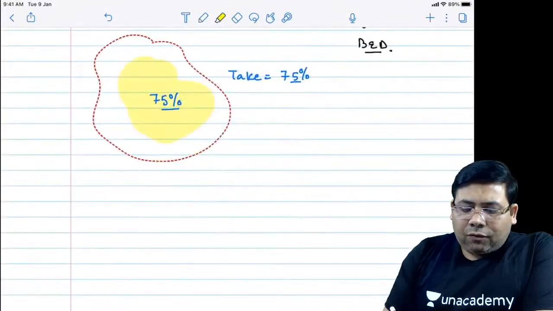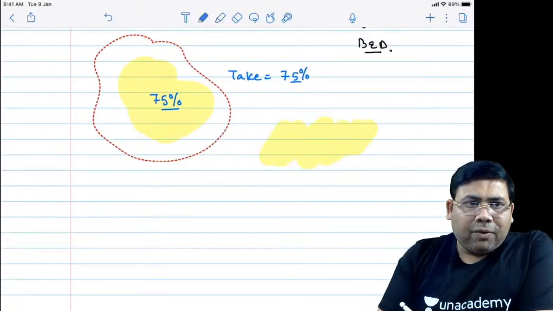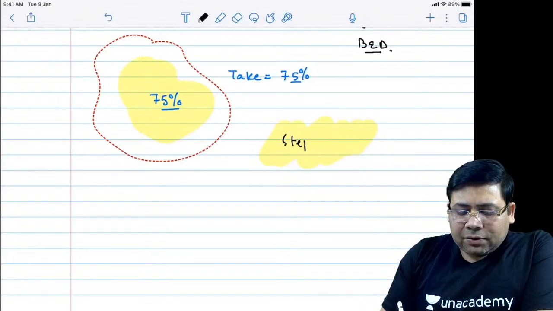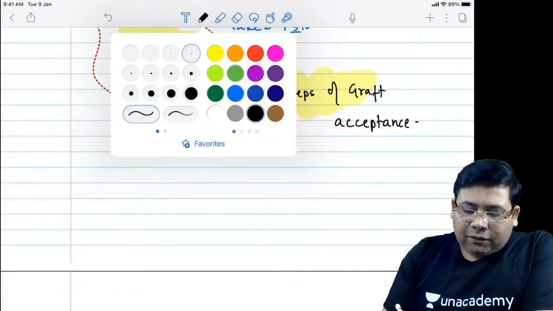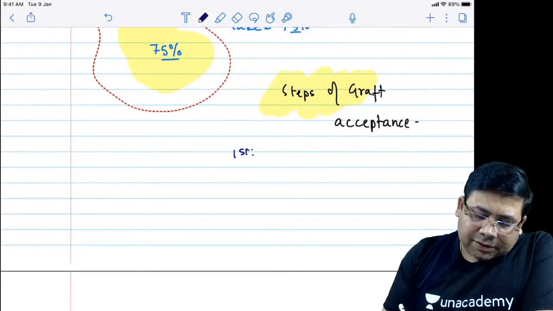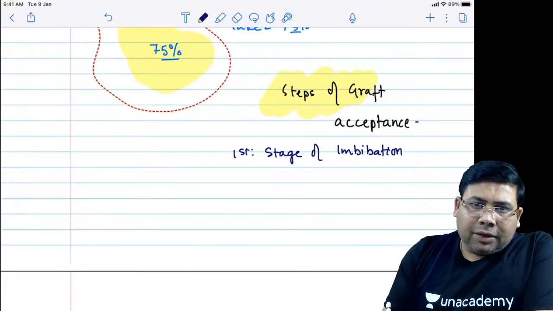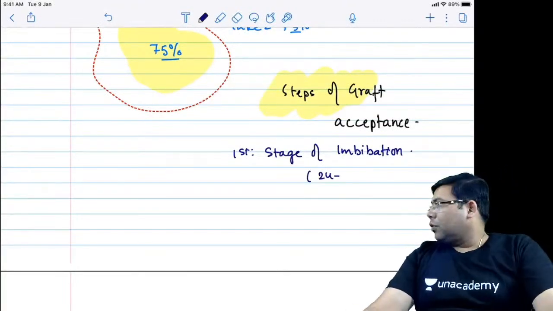Now, what are the steps of graft acceptance? This is also very, very important and commonly asked. So when we talk about graft acceptance, what are the important things? The first is the stage of imbibition. This stage lasts for 24 to 48 hours.